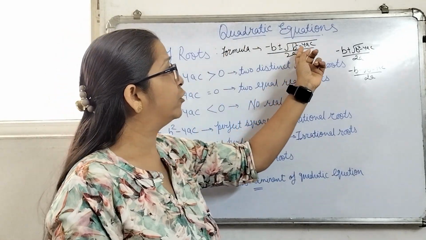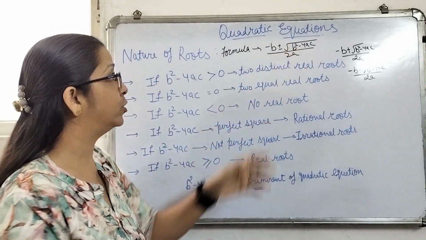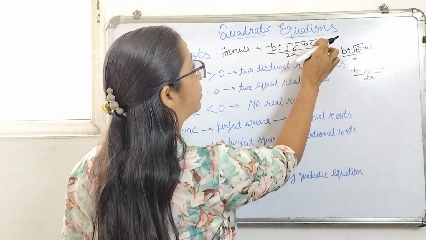Now, if the value of b square minus 4ac is exactly equal to 0, then we can see that this part will become 0.